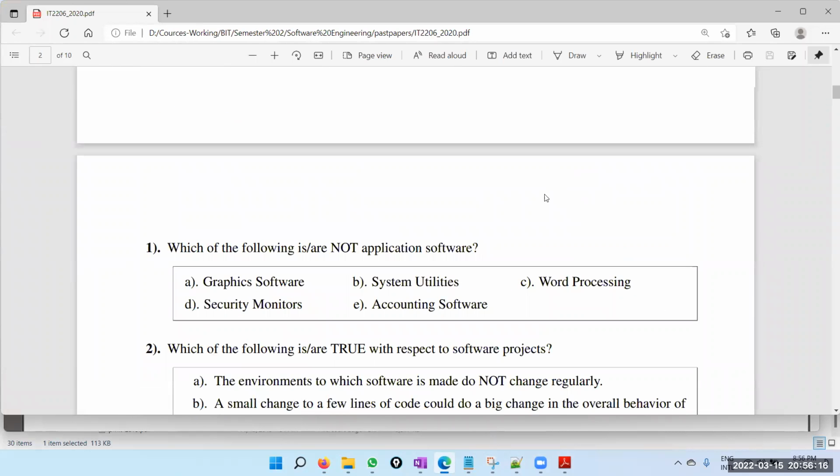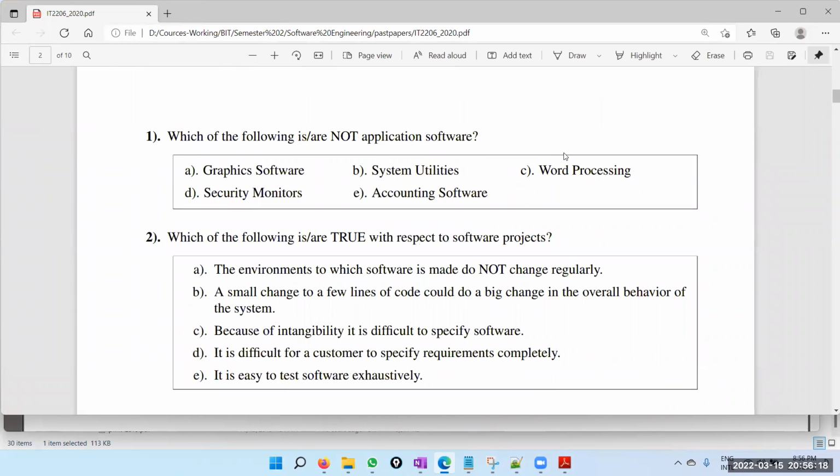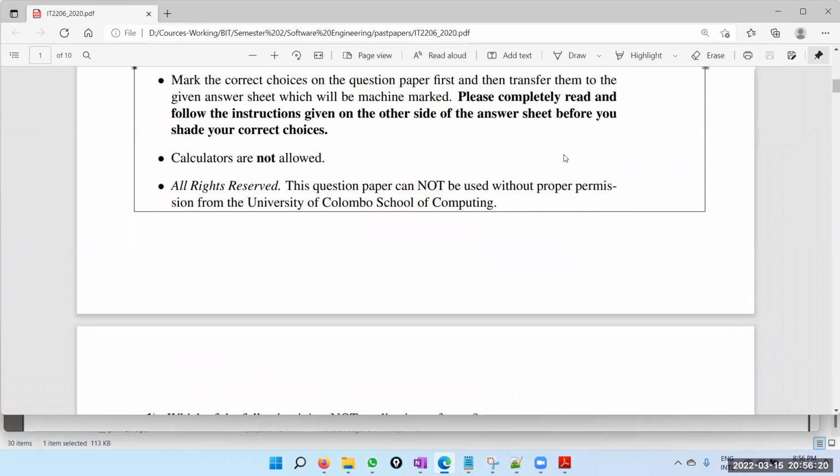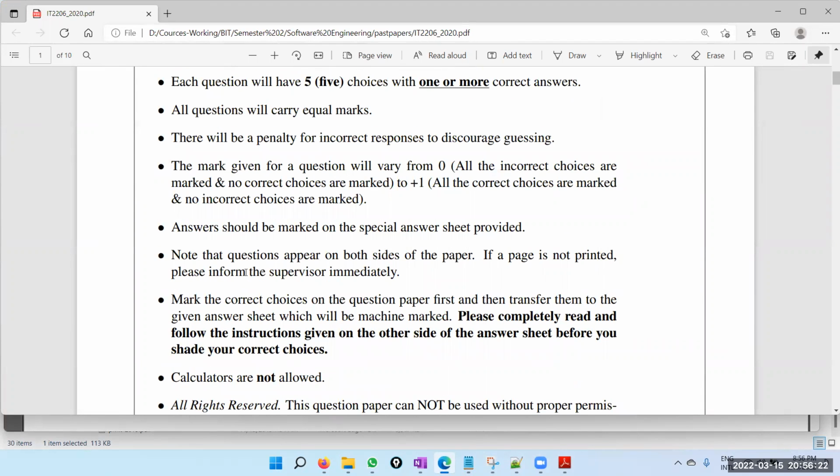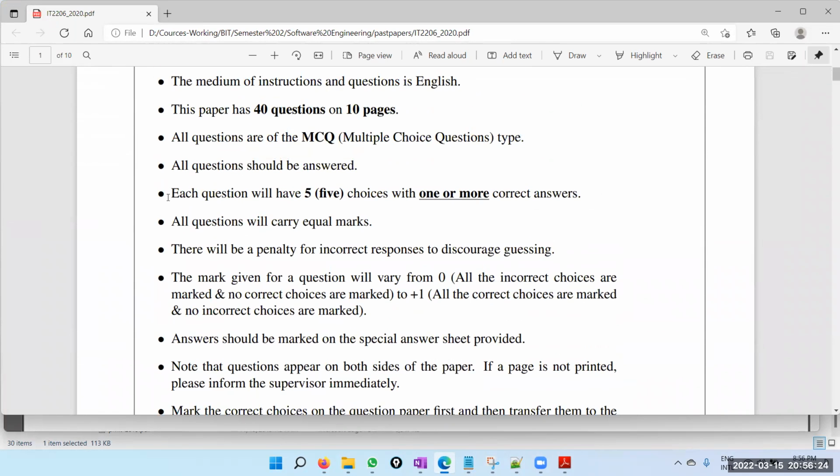Right. Question 1. Look, we have to check whether the answers to these MCQs are correct. We have to check paper by paper. Each question will have 5 choices with one or more correct answers. That means multiple answers are possible. Right? In Semester 2 also, we check paper by paper and then write the answers. One or more, or only one?